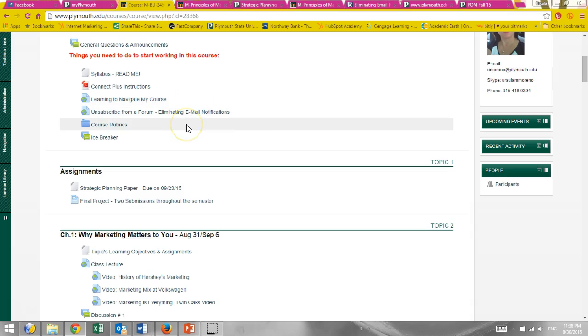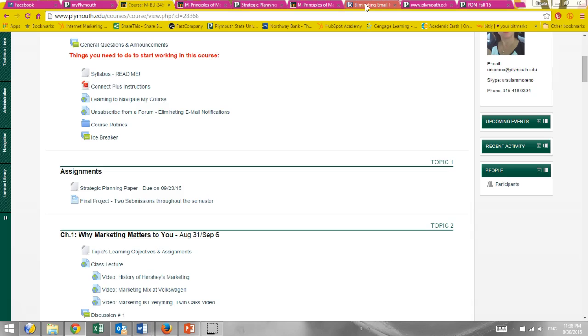And this next line is very important. Unsubscribe from a forum or eliminating email notifications. So, due to the type of class that we have, a discussion forum, there are 20 students in the class. I'm going to reply to the 20 students. Each time a person contributes to this forum, it is for sure that you're going to receive an email.